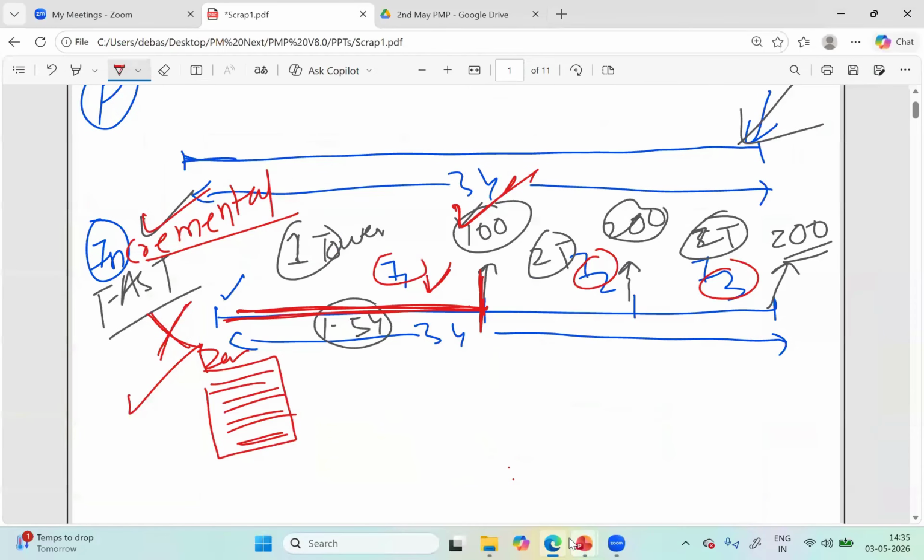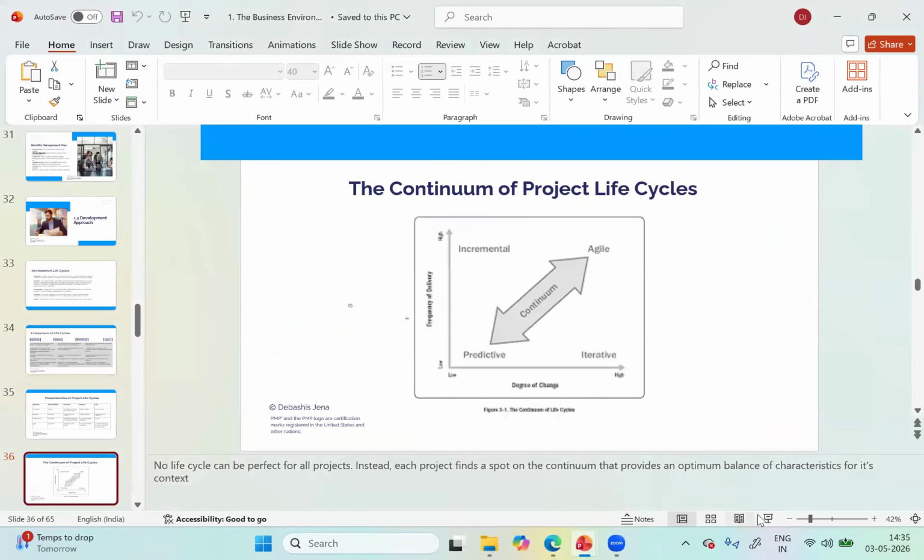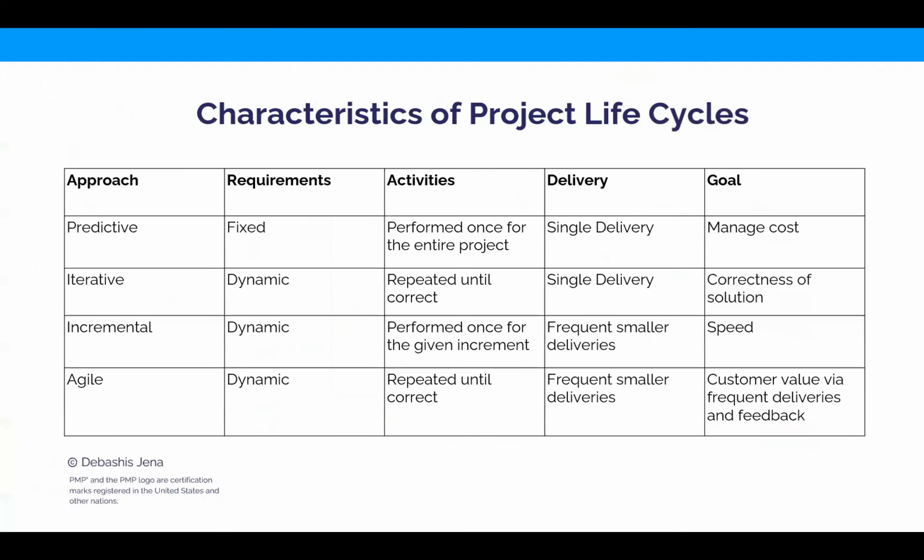Thank you. Got it. Okay, one more thing. If we choose incremental or iterative, in Agile we have an Agile methodology. So if in my project I choose incremental, are there any tools or approaches to follow?